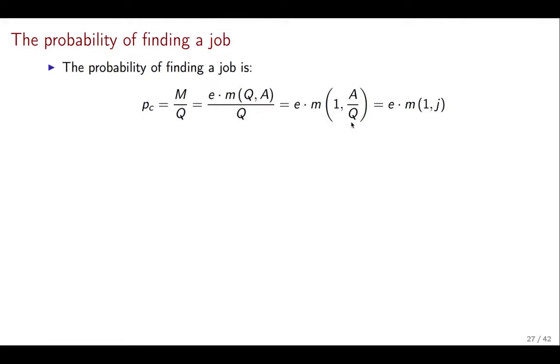And a over q is an important fraction for us. A over q, which we're going to be denoting j, more on that in a moment, is what we're going to call the labor market tightness. And it's going to be a critical argument for us when solving this model. So more on that in a moment.